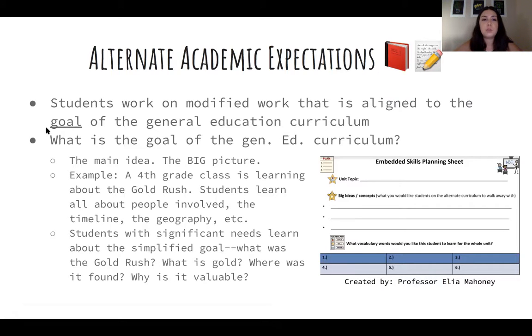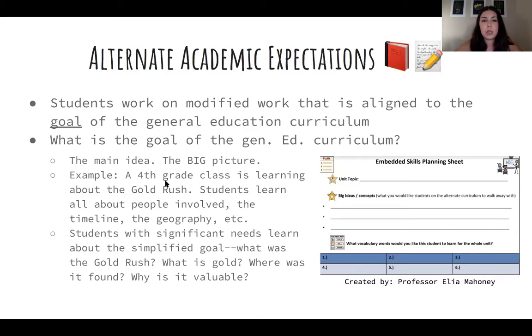So I focused on these 2 points, being that students are going to be working on modified work that is aligned to the goal of the curriculum. So if they're in a moderate to severe classroom, they are already working on modified work. So we're just bringing that into the gen ed setting. We are modifying the gen ed work so that it fits these students' academic needs and strengths. So the question would be, what is the goal of the gen ed curriculum? I gave this example that we're focusing on the main idea or the big picture.